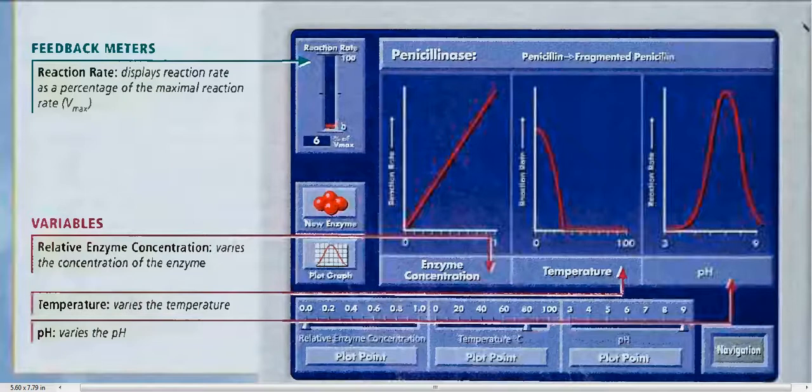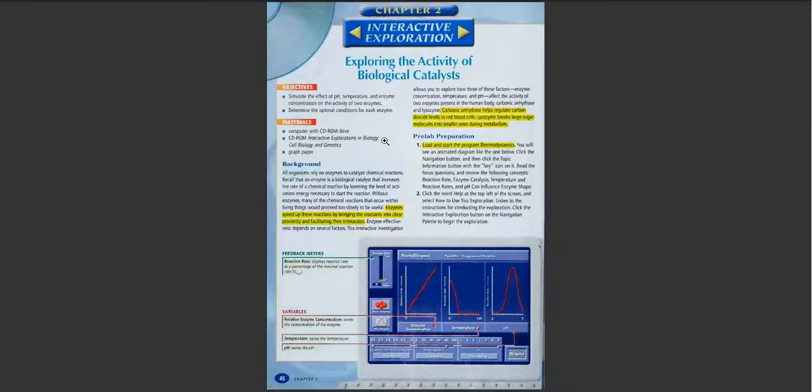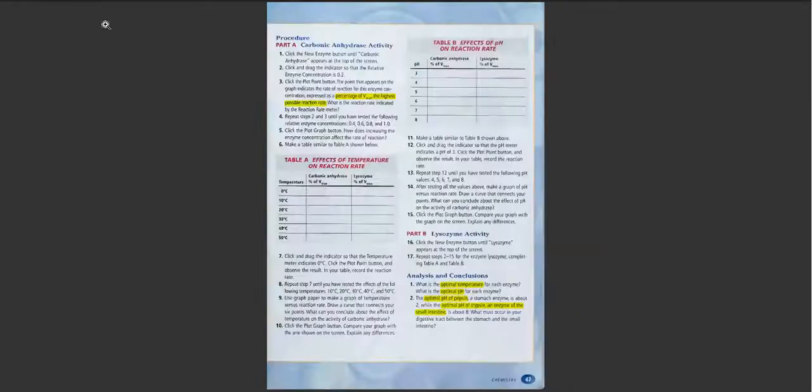2. The optimal pH of pepsin, a stomach enzyme, is about 2, while the optimal pH of trypsin, an enzyme of the small intestine, is about 8. What must occur in your digestive tract between the stomach and the small intestine?